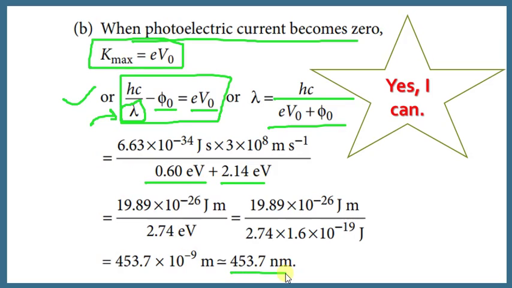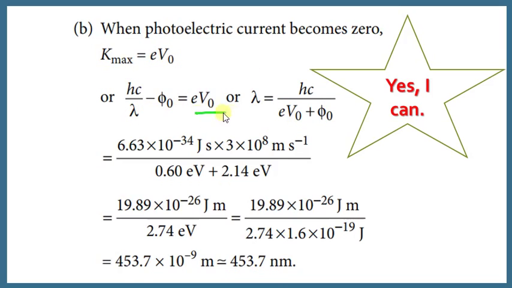This is again a simple formula, but if you know the relation, you can easily figure out this question. hc by lambda minus phi naught equals e V naught, and you have to figure out this lambda. By substituting all these values, you can figure out lambda as 453.7 nanometer. I hope everyone has understood this problem.